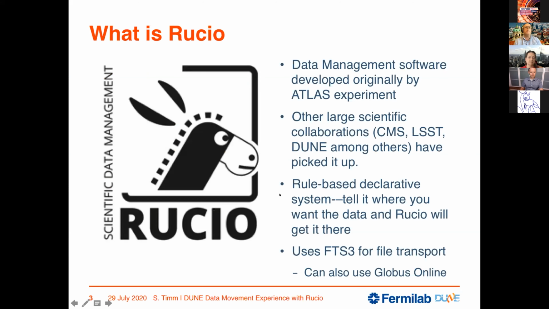I seem to be the only person at this whole conference that's saying anything about Rucio. So Rucio is a distributed data management software that was developed originally by the Atlas experiment. Other large scientific collaborations, including CMS, LSST, and DUNE, among others, have picked it up. It's a rule-based declarative system. You tell it where you want the data, and Rucio will get it there. It uses FTS3 for file transport currently, but could also use Globus Online, for instance.